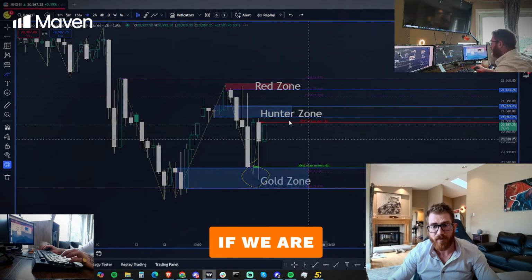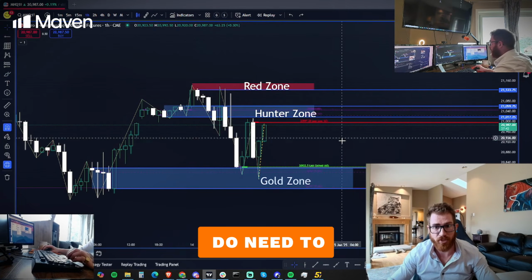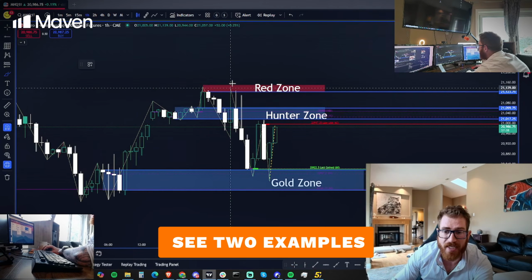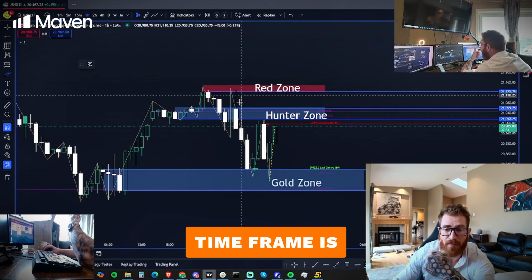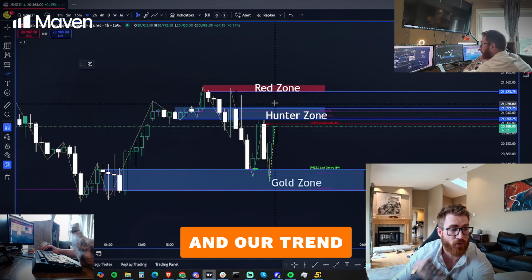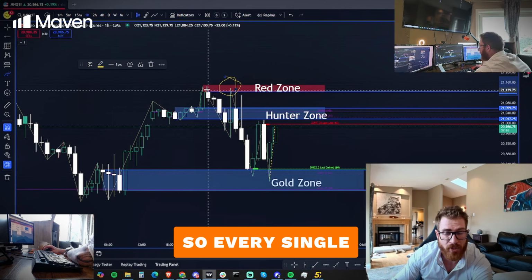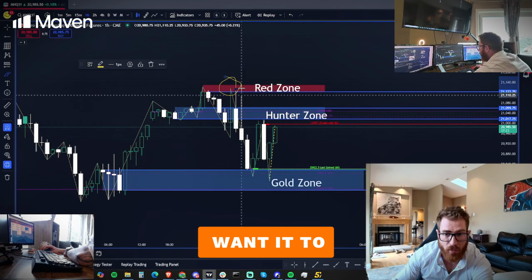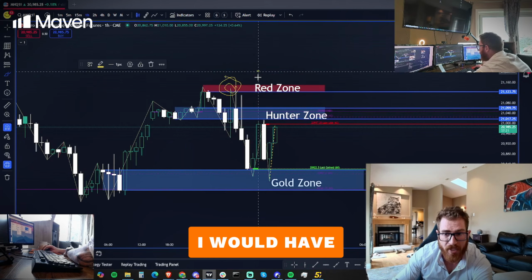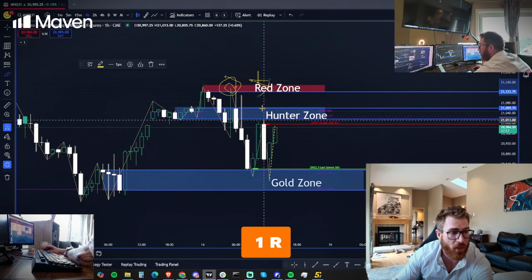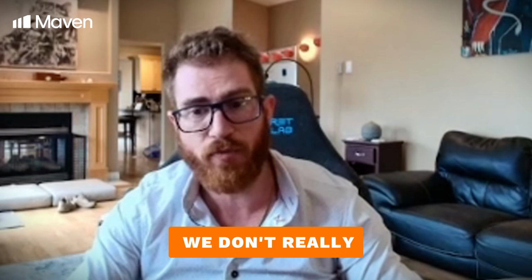Okay. If we are wrong, because we do need to be able to get out of the trade, we need to see 2 examples. The higher time frame is closing in the other direction and our trend has now changed, or we're seeing closes within our red zone. So every single time you're going to have a red zone that you don't want it to go, if it closed up here, I would have exited the trade for a loss. Sometimes that loss is larger than 1 R, maybe it's 1.5 R. And that's why we don't really use R too often with DMC. We just use our profits.